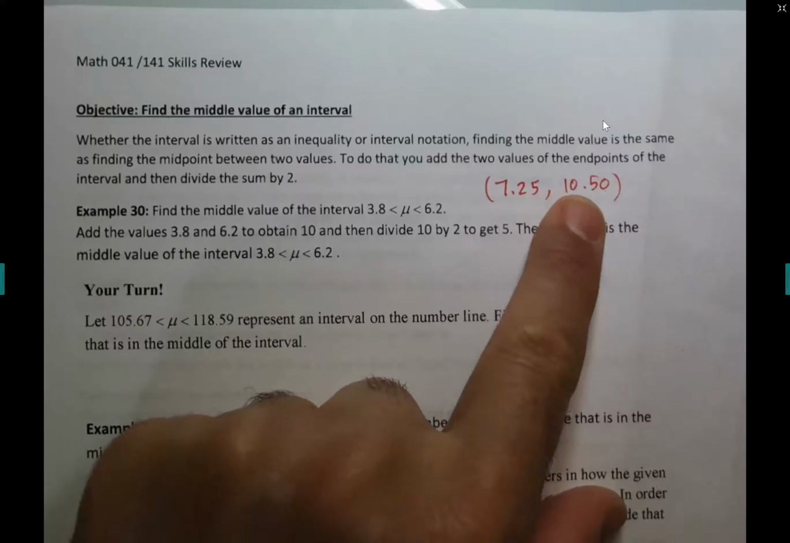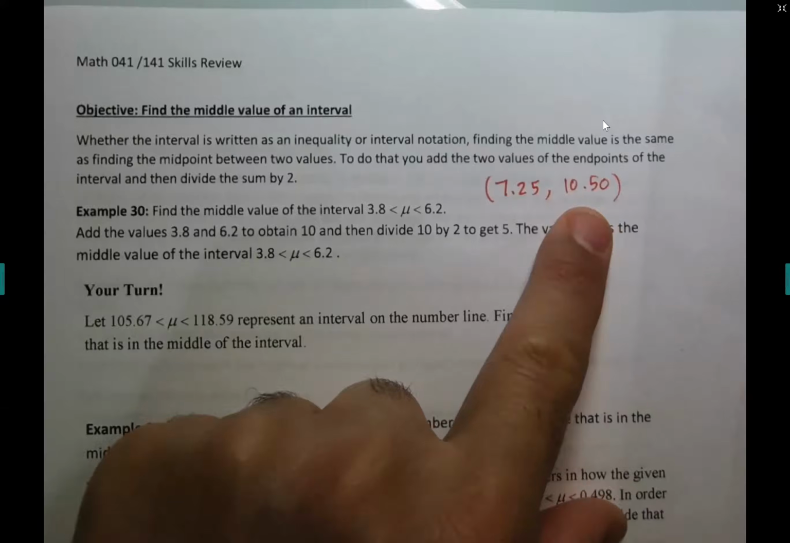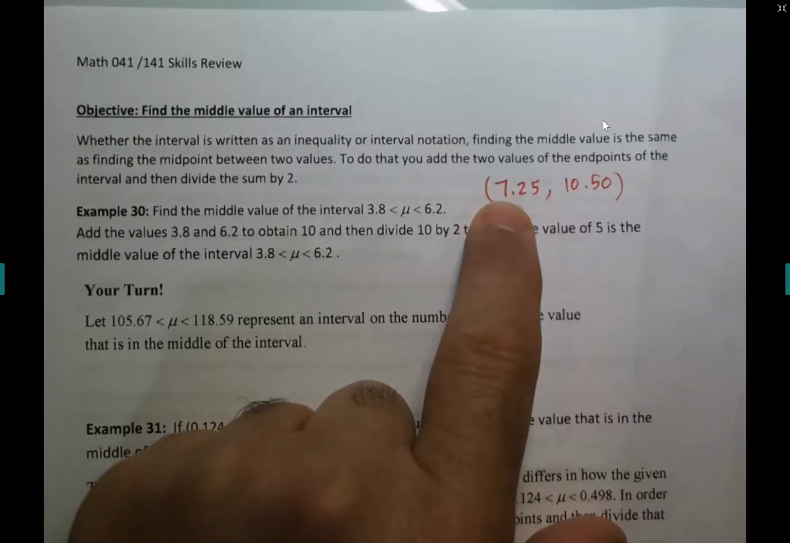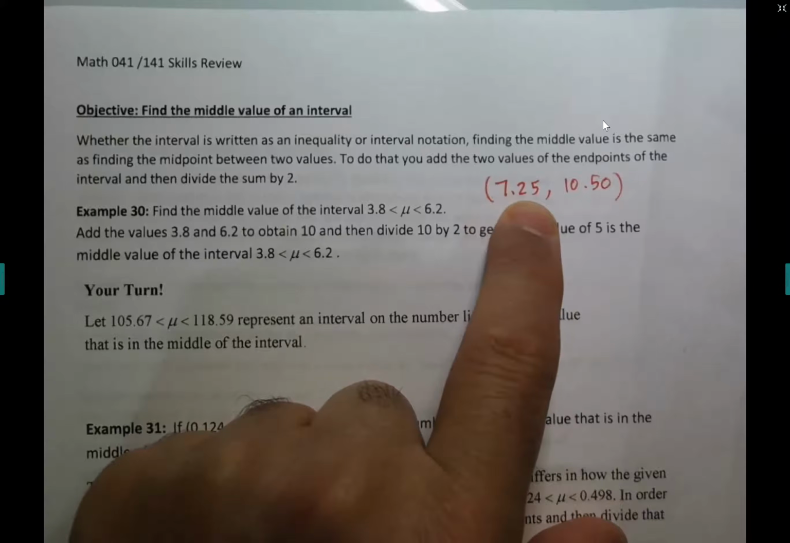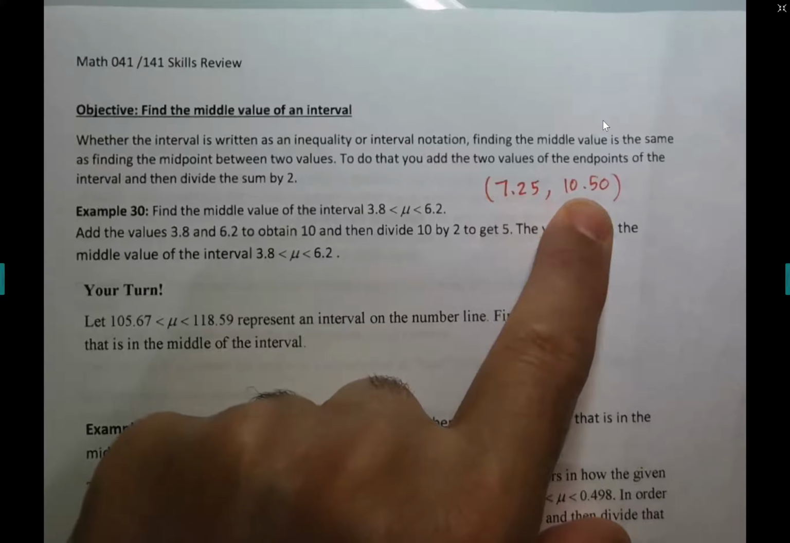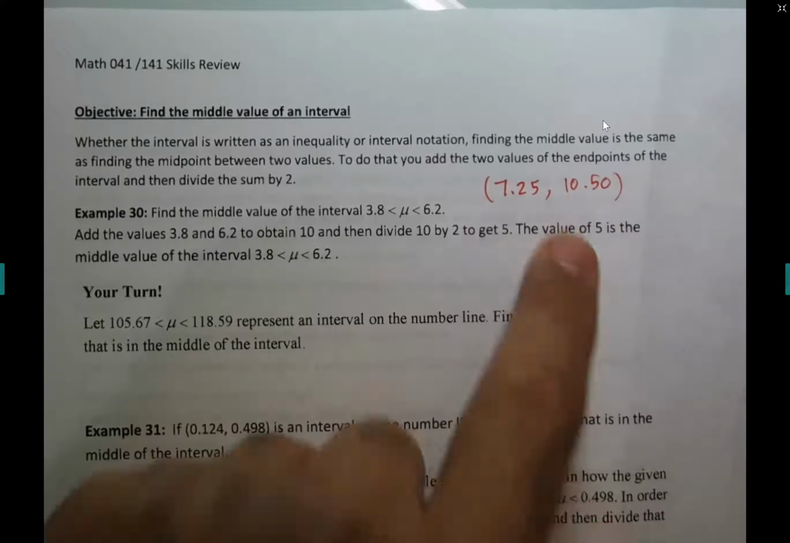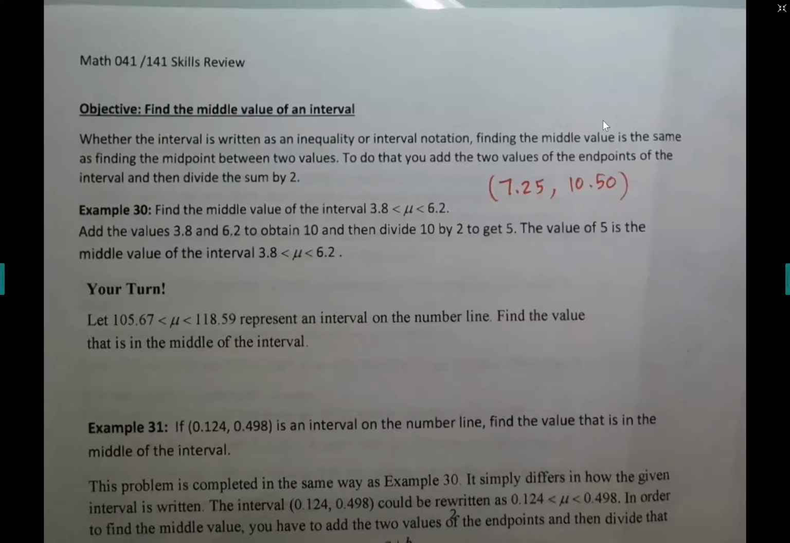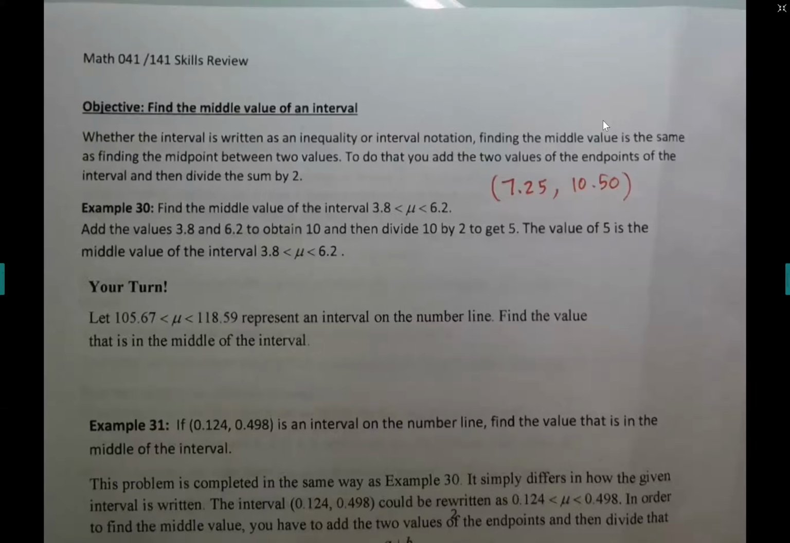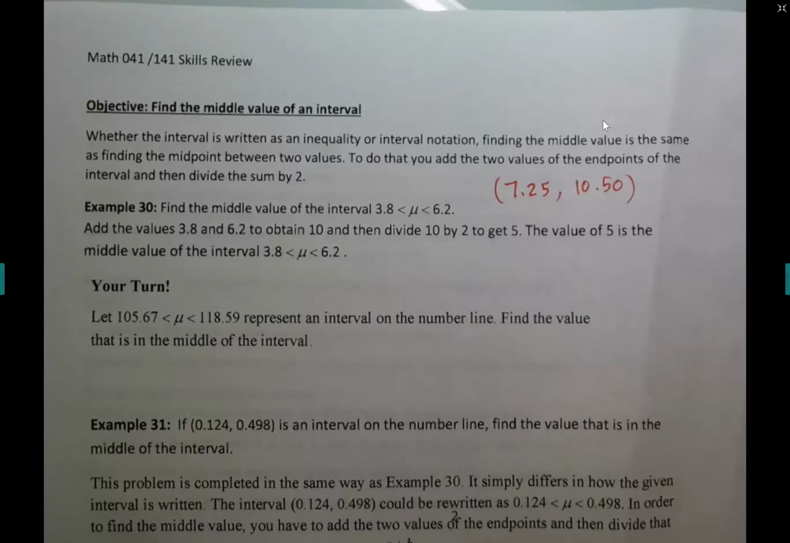How many values are there inside this interval? Infinitely many values. All the numbers from 7.25 all the way to 10.5. Decimals, not decimals, etc. So this is what an interval of values is. So if I tell you, for example, you can come and see me between 1 p.m. and 2 p.m. That means you can come anytime as early as 1 and until 2 p.m.